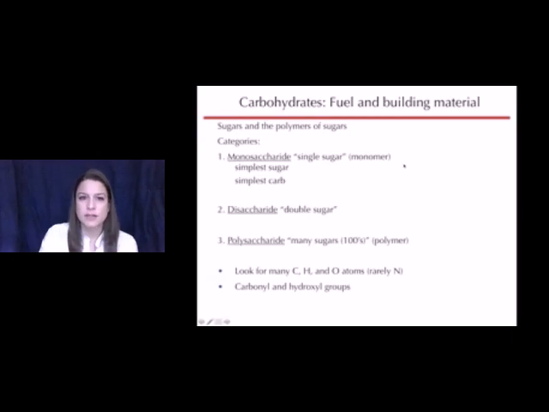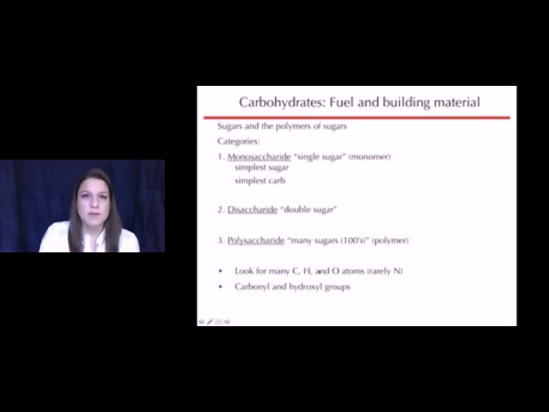Rarely they'll have nitrogen. So if you're looking at molecule pictures and you're trying to figure out if something's a carbohydrate, you're going to look for carbons, hydrogens, and a decent amount of oxygens, as well as carbonyl groups. Remember, those are the C double bonded to the O, and hydroxyl groups, which are the OH groups.